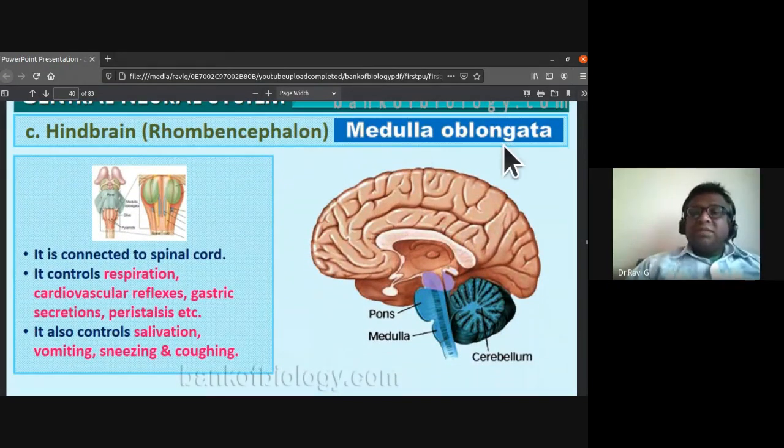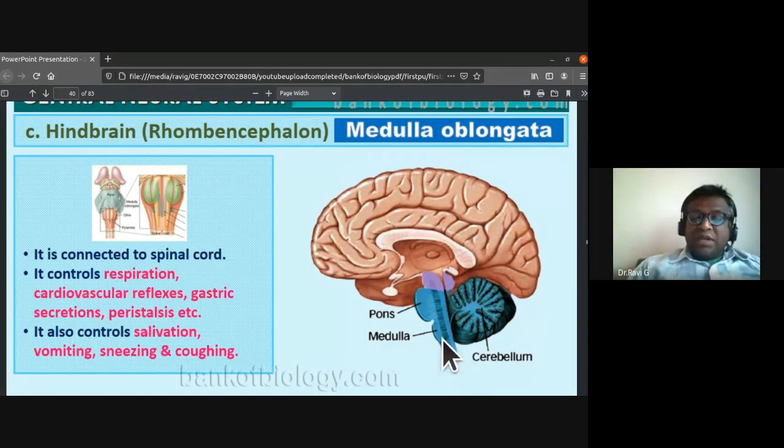The next part of the hindbrain is the medulla oblongata. The medulla oblongata is connected to the spinal cord. It controls respiration. This is the medulla oblongata region, which is further connected to the spinal cord.